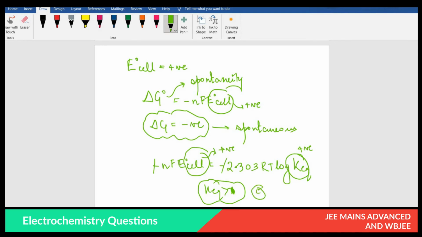This is a very common question. This equation and this equation are very frequently asked in your examinations. So it is very important for both your boards as well as your joint entrance examinations. So please mark these two equations very carefully.